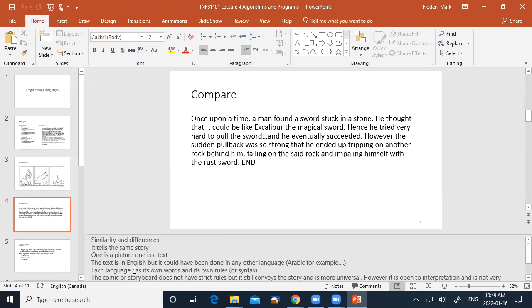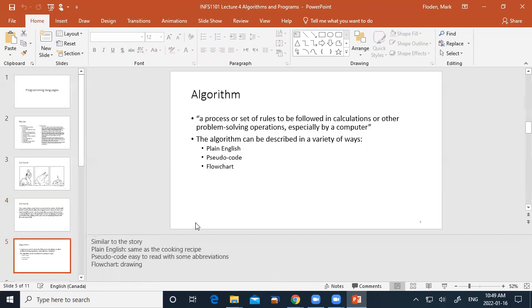It could, and it would still be the same story, but with a different way of representing it. And you could do it in a comic strip, or you could do it some other way. So we need to define this term, which is algorithm. What does it mean? I've just said it's a step-by-step way to solve a problem, or here it says a process or set of rules to be followed in calculations or other problem-solving operations, especially by a computer.